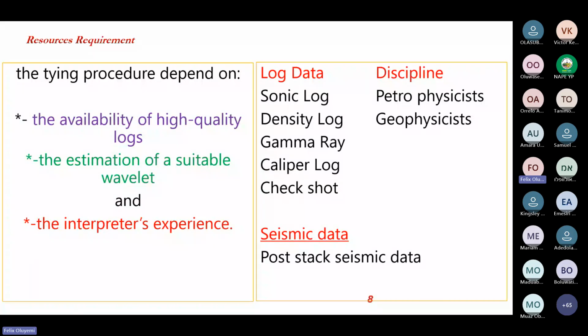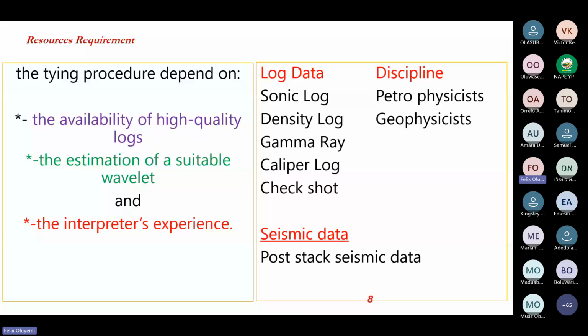And again, the interpreter experience is very key. You need to understand, why am I seeing this particular event on my seismic? What does it translate to? What should I be looking at in the log to tie to this particular seismic event? The required data is just your sonic log, your density log. Those are the first two key major logs for your seismic to well tie. Then some other logs could be gamma ray, caliper log, and check shot is equally very, very key.